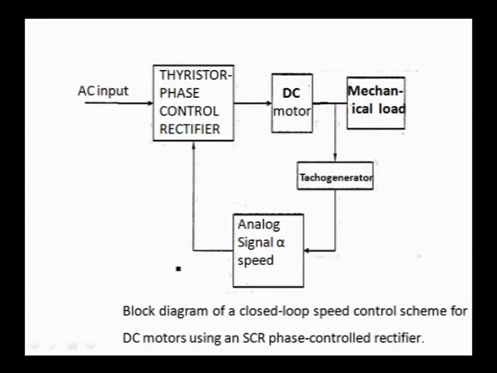The error is used to vary the firing angle of the thyristors in a phase control rectifier. By varying the firing angle, as you already know, we can vary the voltage, and by varying the voltage you can vary the speed. Once the speed reaches the set speed, the DC tacho generator will be reading the desired speed, so the error will be 0. Then corrective action is not required.